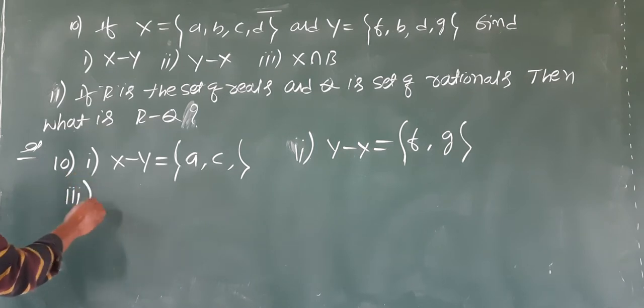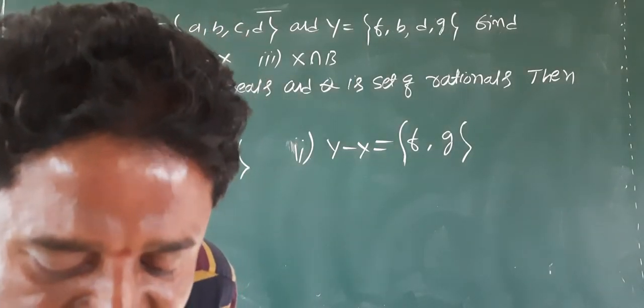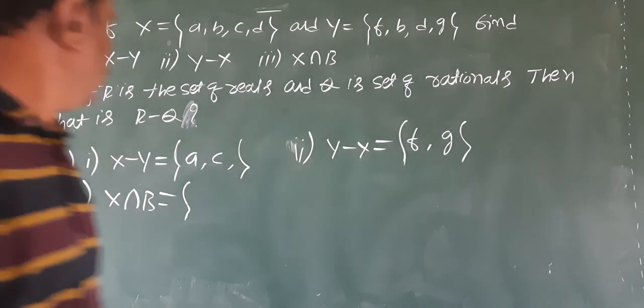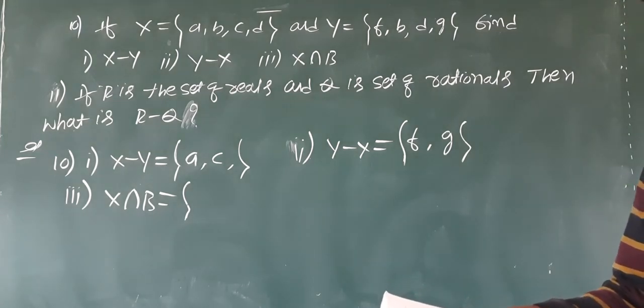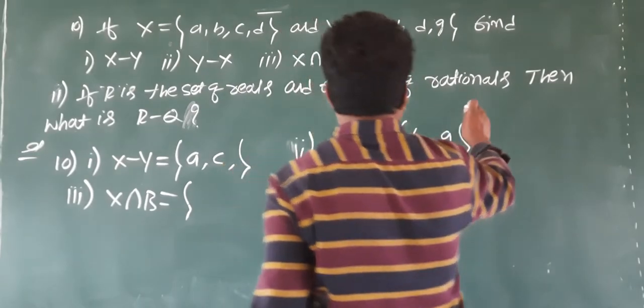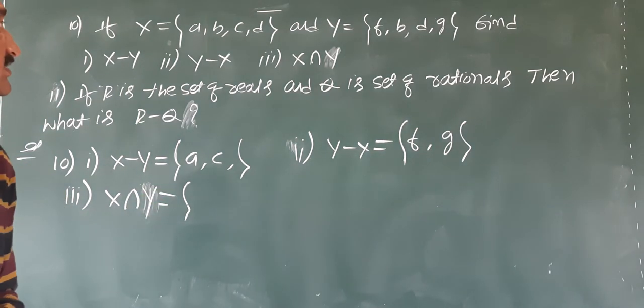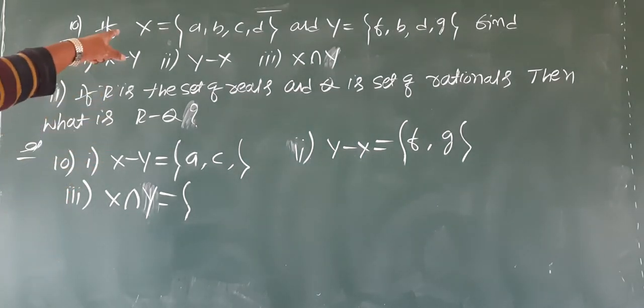Third question, X intersection Y. For intersection, you should collect common elements from both X and Y. Sorry, this is X intersection Y, because we don't have set B. Find X intersection Y. So, common elements.